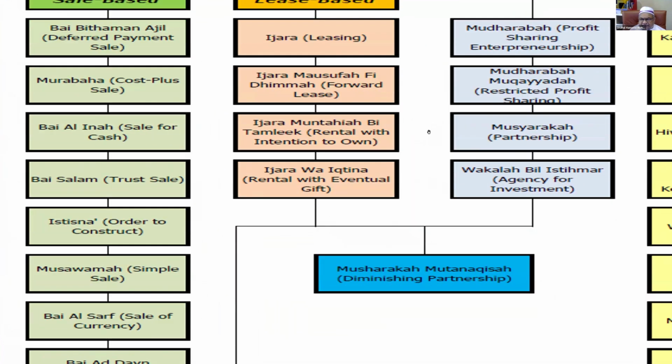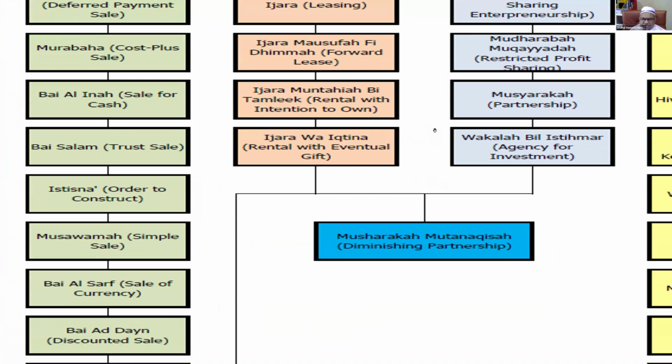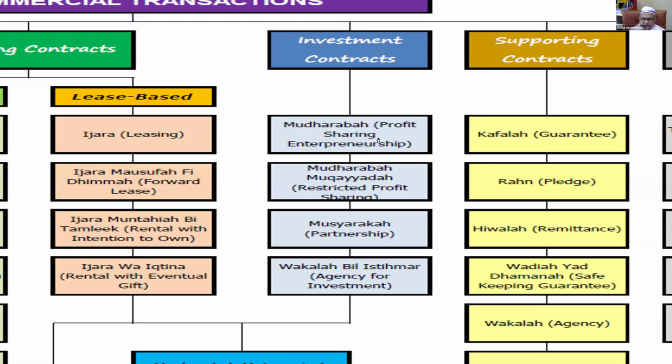Mushar. This is under investment contracts. So we have Mudaraba, profit sharing. Basically, in Mudaraba, one person supplies the capital, another person supplies the labor. So here the profit sharing ratio is fixed at the beginning. Profit sharing ratio, not percentage on the capital, but profit sharing, whatever profit. Okay. So the ratio is fixed at the beginning of the contract between the Mudarib and the Rabul Mal. Rabul Mal is the owner of the capital, and Mudarib is the businessman.